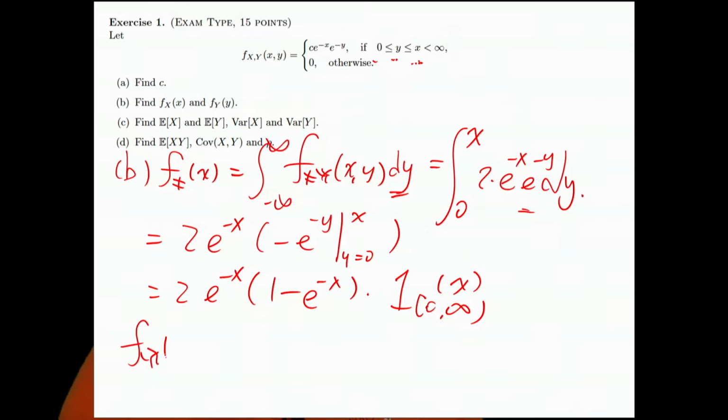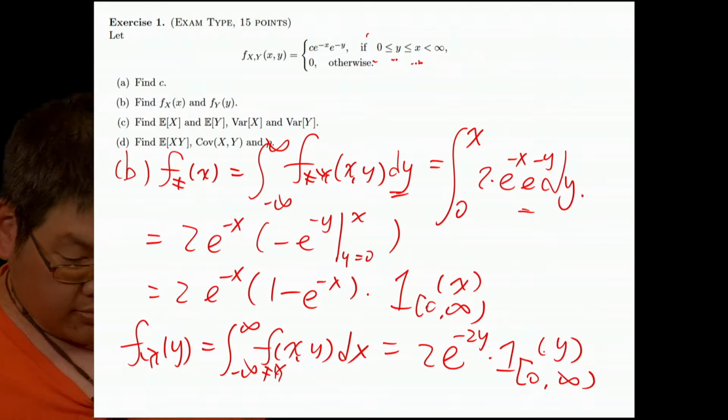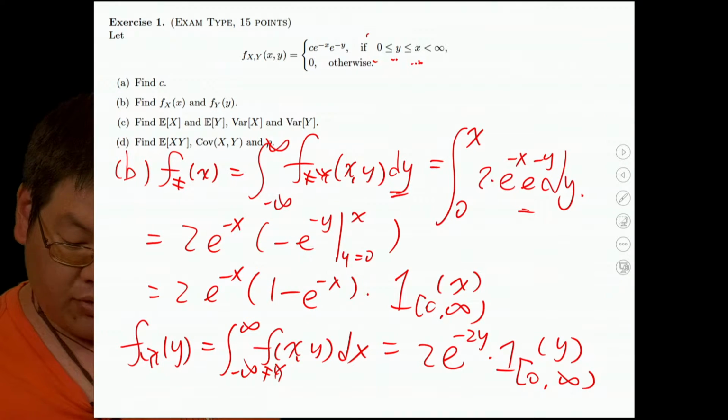Similarly, the marginal PDF of y, I just integrate x, dx. You just put this in here, take the y outside and then integrate x. Finally you'll get 2 times exponential minus 2y, and y is also from 0 to infinity. That is the marginal PDF of x and y.